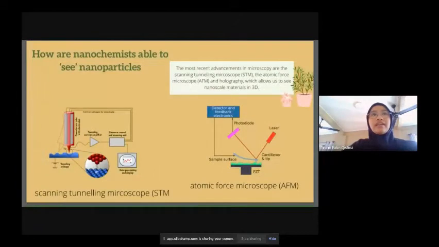So how are nanochemists able to see these nanoparticles? We know that the nanoparticles are very small. So the most recent advancements in microscopy that we use are the scanning tunneling microscope and the atomic force microscope, as an example.